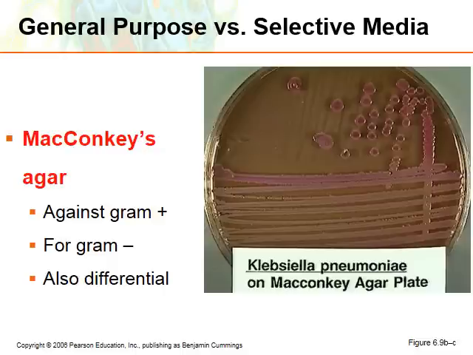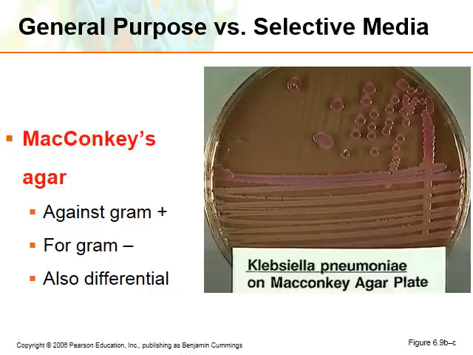MacConkey's agar actually kills off one major group of microbes and selects for the other. So it kills gram positives and it selects for gram negatives. So all the microbes that are growing on here are going to be gram negative. And the way it does that is it contains crystal violet and bile salts. And if you think about the difference between the cells, gram positives have a thick cell wall, the gram negatives have a thin cell wall.